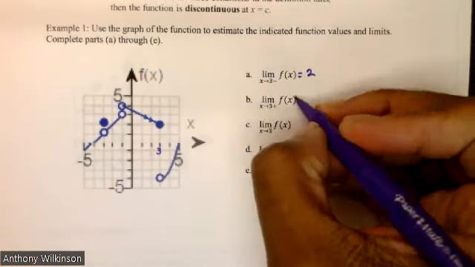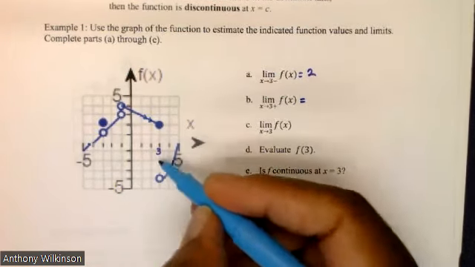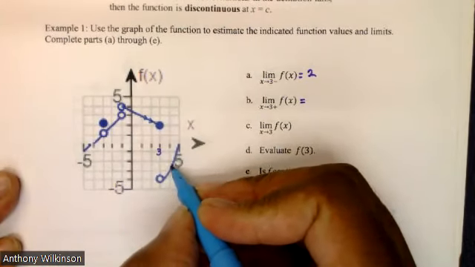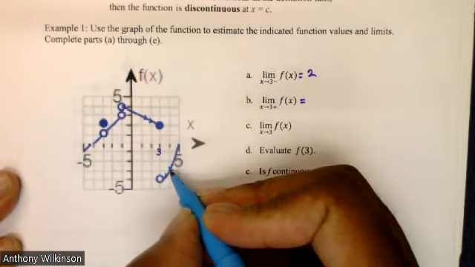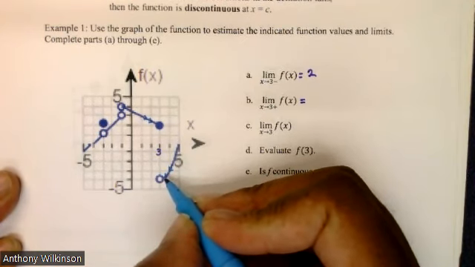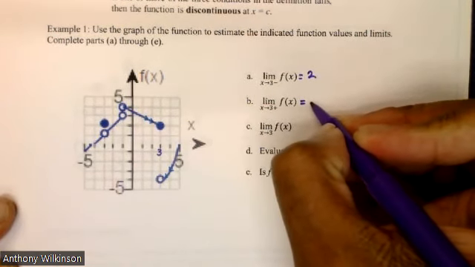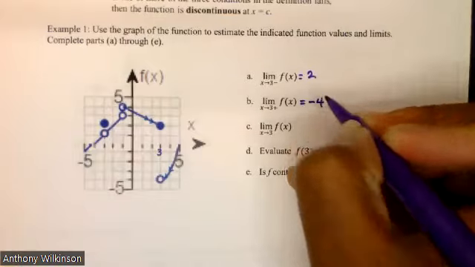Okay. All right, part B is this: the limit as x approaches 3 from the right of the function f of x. So we're looking at the right of 3. Here it is right here, coming in this way from the right of 3. Notice that it's getting closer and closer to, in this case, -4. So the limit as x approaches 3 from the right would be -4.